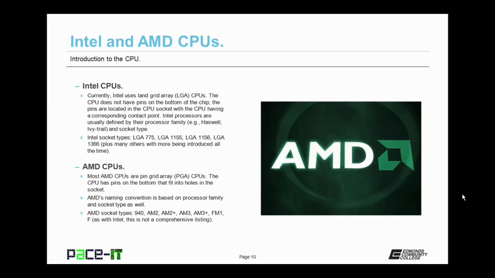Now let's move on to Intel's main competitor, AMD. Most AMD CPUs are Pin Grid Array CPUs, PGA CPUs. The CPU has pins on the bottom that fit into holes on the socket. AMD's naming convention is also based on processor family and socket type as well. Some AMD socket types that you'll see are the 940, the AM2, the AM2 Plus, the AM3, the AM3 Plus, the FM1, and the FM2. As with Intel, this is not a comprehensive listing, plus there are more being created all the time.